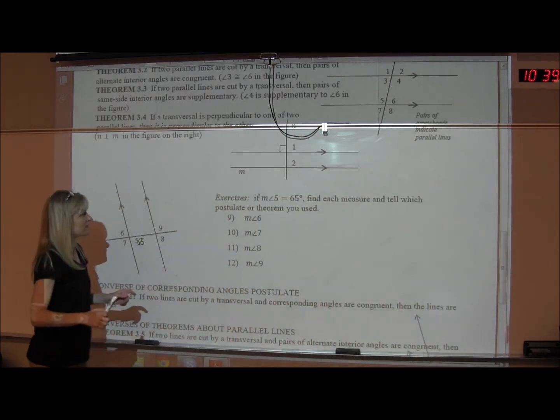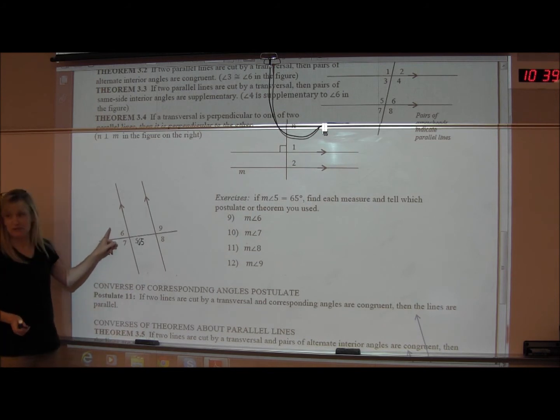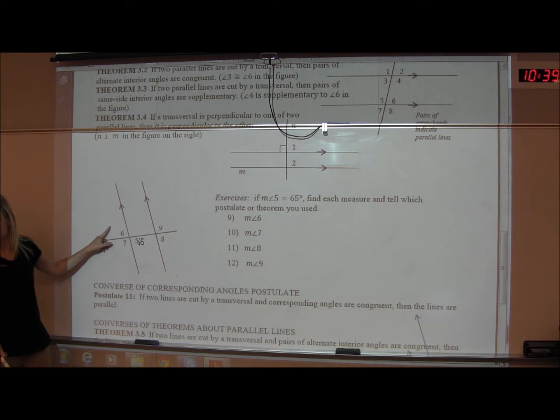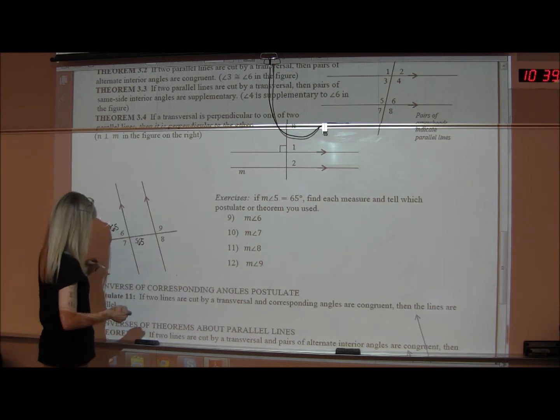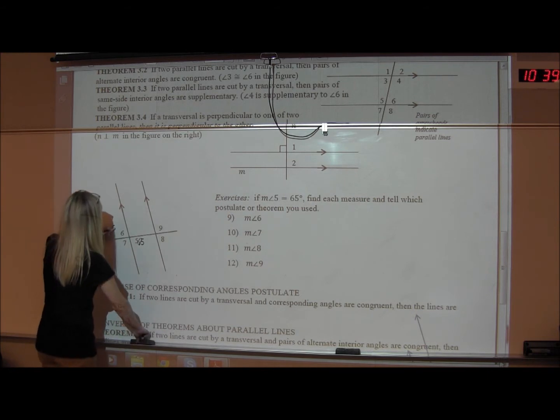Angle 5 is 65 degrees. So what's the measure of angle 6? And maybe we won't even use what we learned today. What's the measure of angle 6? 65. 65 because they're vertical angles. So we know that. Okay? That does not look like 65.